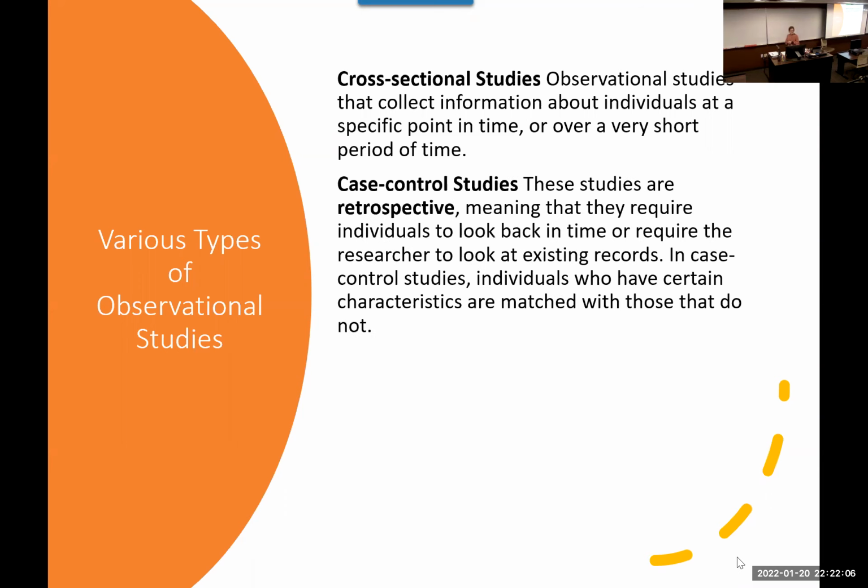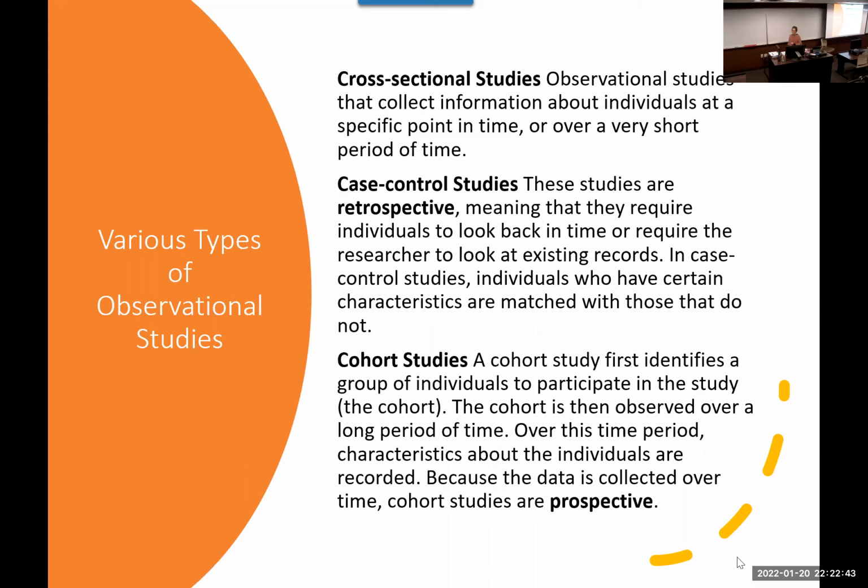A case-controlled study is considered retrospective. In a case-controlled study, we're going to look back at existing records, something that was already compiled or data that was already taken, but you're just going to look backwards to be able to do a study on it. And you can see for our case-controlled study, they're also thinking about individuals who have certain characteristics and are matched with those that do not. So we're looking back. And then finally, the third type is what we call a cohort.